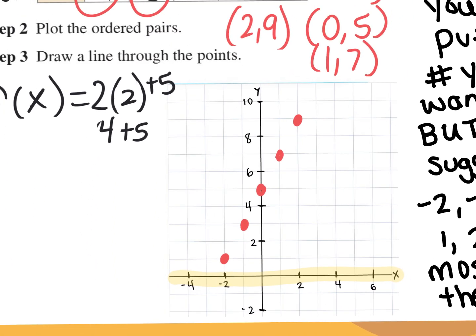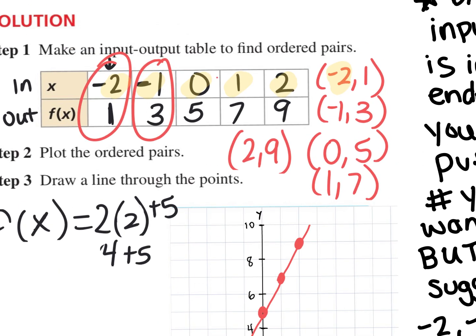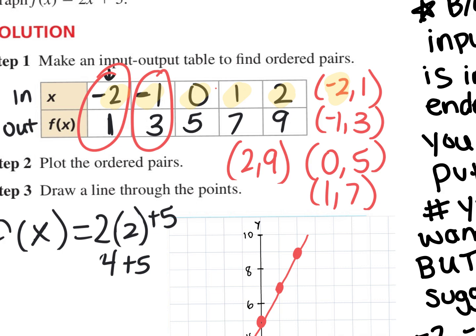So what we're going to do is we're going to connect these points with the line, because it's not just those ordered pairs, it's all the ordered pairs in between too that we would have gotten if we plugged in all those other decimals and stuff. Now, this is the type that makes a straight line. If I wanted to, could I have plugged in a 3? Could I have plugged in a 4? Could I have plugged in a 100? Could I have plugged in a negative 10? Yes, I could have plugged in any of those.